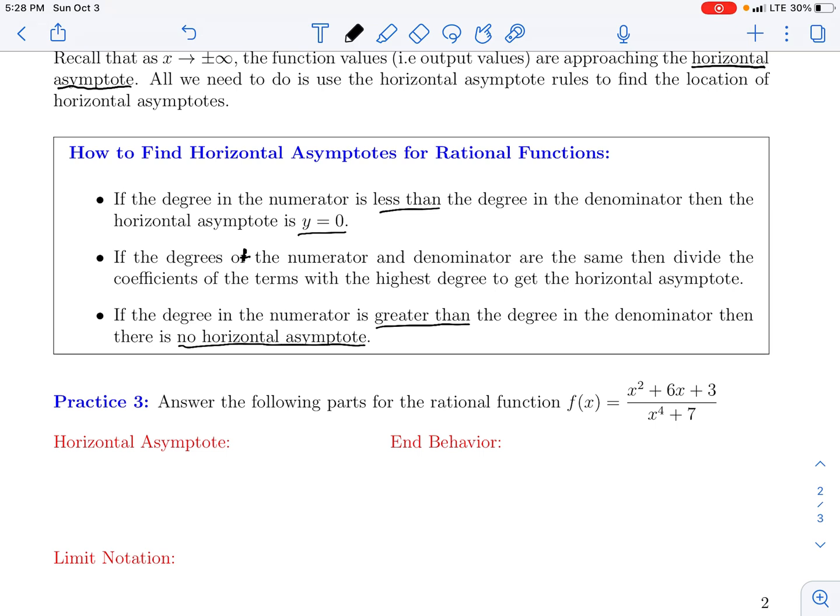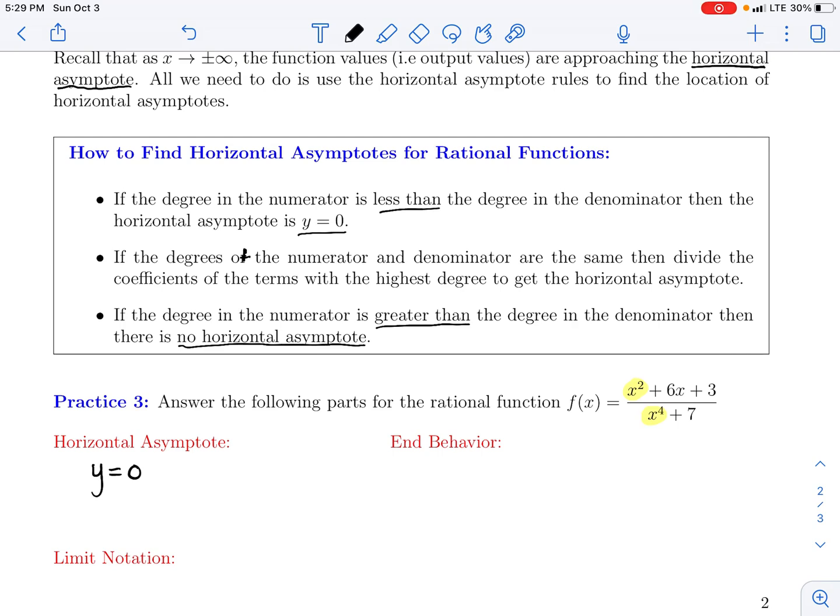So in practice 3, we want to answer the following parts for this rational function. Looking at this rational function, what do you think the horizontal asymptote line is? Hopefully you would say that the greatest degree in the numerator is 2, and the greatest degree in the denominator is 4. Since the degree is bigger in the denominator, the horizontal asymptote line is just y equals 0.